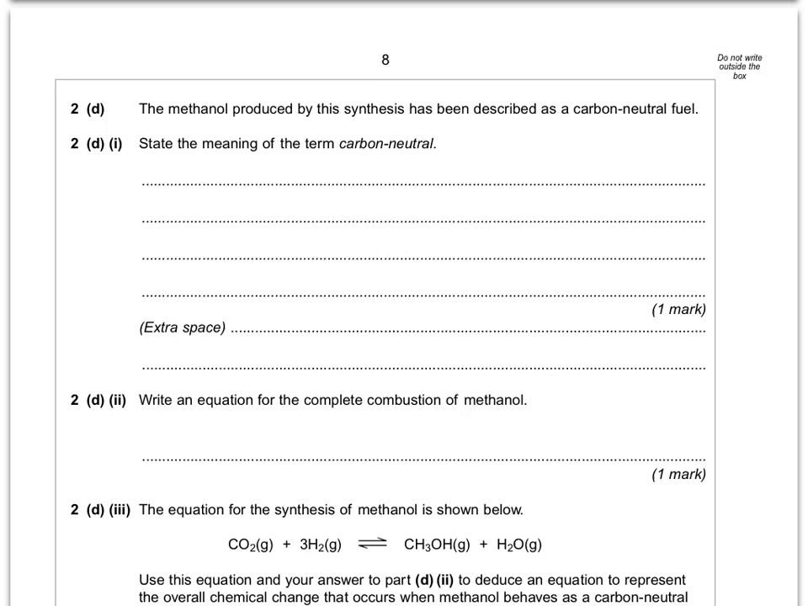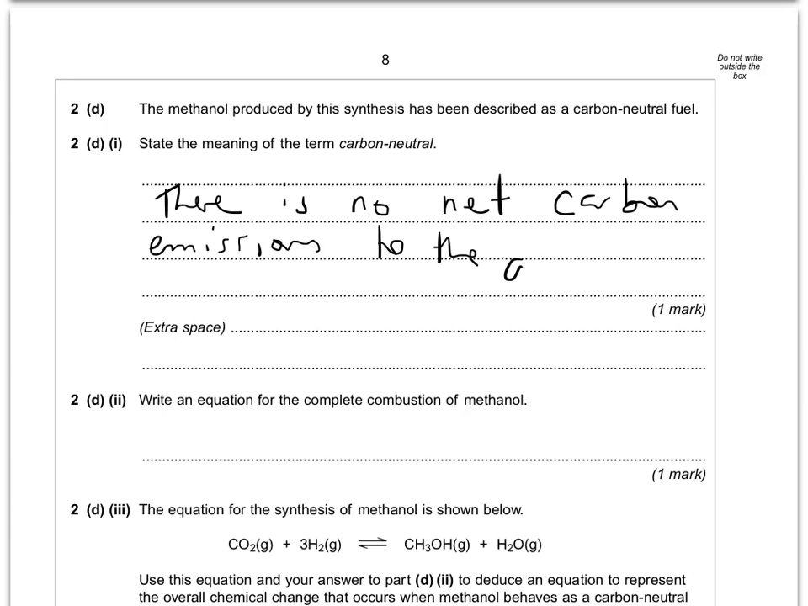So now definition, state the meaning of the term carbon neutral. A lot of you kind of understand what this term means, but unfortunately the mark scheme is very specific as to what it wants for the carbon neutral, and it's always the same. There is no net or overall carbon, not carbon dioxide, carbon emissions to the atmosphere. So there are two parts of this that must be written. First part, no net carbon emissions. Second part, you must state that it's into the atmosphere. If you don't, you'll lose the mark.